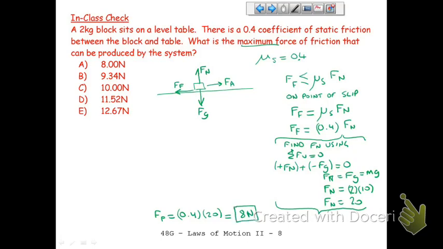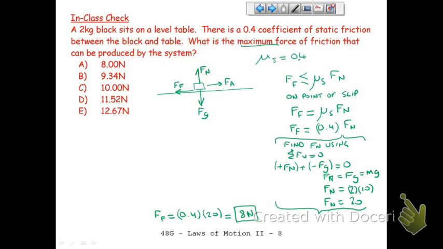Now I'm being pedantic there. I'm showing you every last step, because it's not always as simple as this. But in truth, most people would get to the stage where they'd say Ff is equal to 0.4 times Fn. They'd look at their diagram. They'd say Fn is equal to Fg. They'd say Fg is equal to 20. Therefore, Fn equals 20.